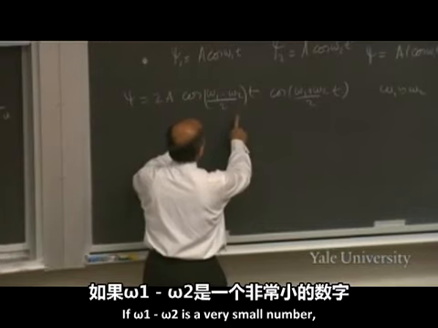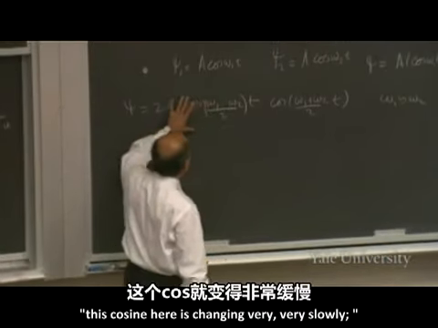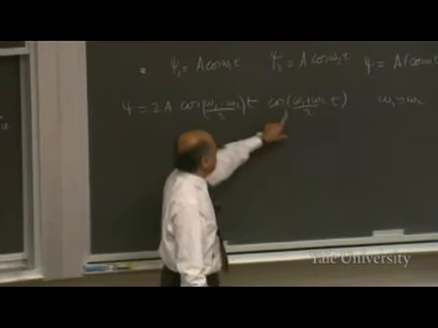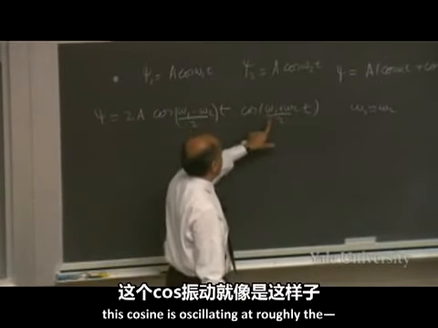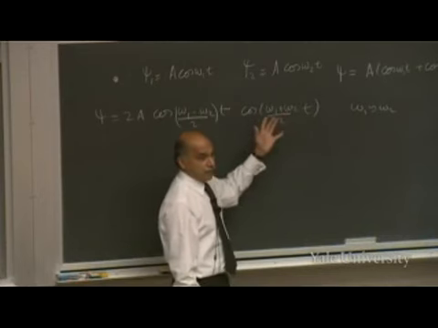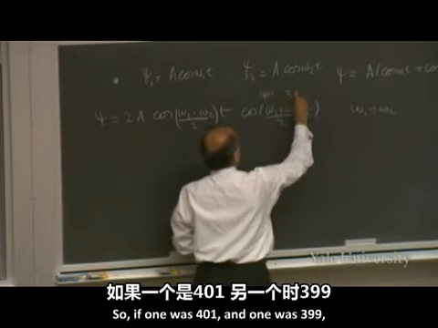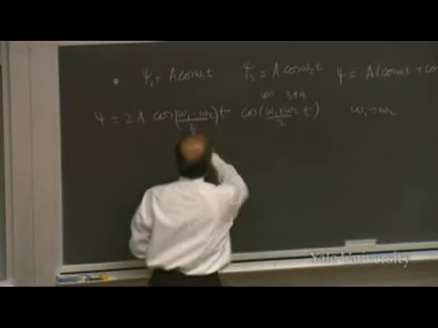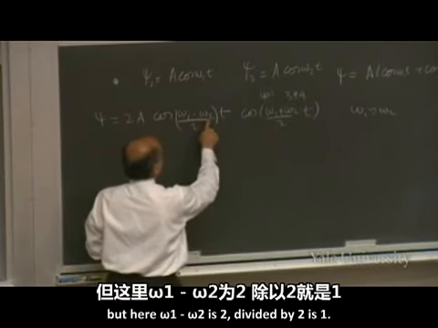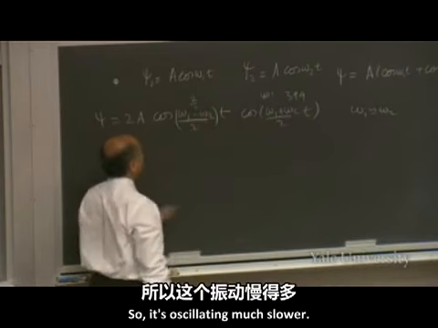If omega 1 minus omega 2 is a very small number, this cosine here is changing very, very slowly. This cosine is oscillating at roughly the average of the two frequencies. So if one was 401 and one was 399, this is oscillating at 400, but here omega 1 minus omega 2 is 2. Divided by 2 is 1, so it's oscillating much slower.